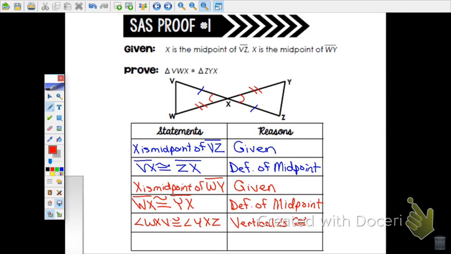So now when I look at that, I have two pairs of sides. The angles are included. They're formed by the two sides. So then I know what I'm trying to prove. Triangle VWX is congruent to triangle ZYX. And that is side, angle, side.